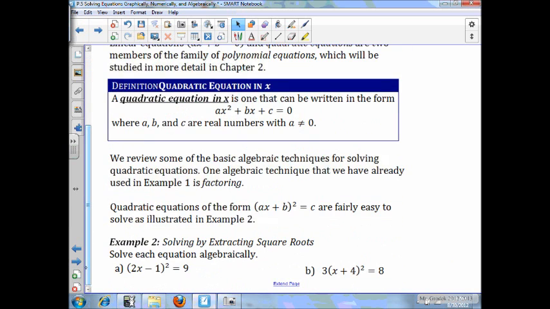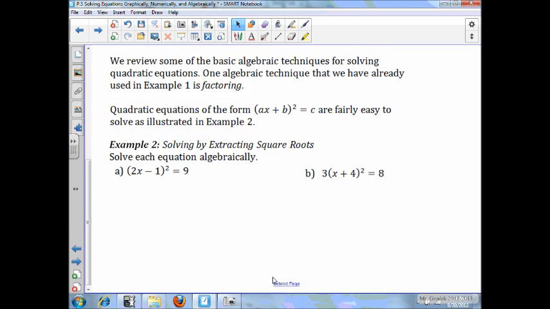Now, we're going to review some of the basic techniques for solving quadratic equations. One algebraic technique that we have already used in example 1 is factoring. Quadratic equations of the form (ax plus b) quantity squared equals c are fairly easy to solve, as illustrated in example 2. Now, solve each equation algebraically.